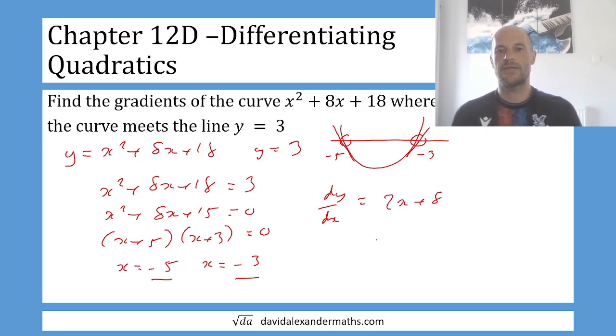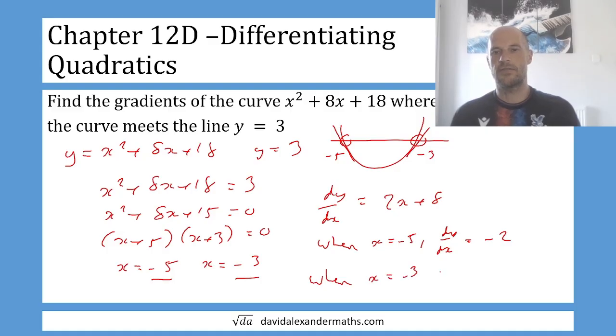Now when x is minus 5, the gradient function is going to be 2 times minus 5, which is minus 10, plus 8, negative 2. So when x is minus 5, the gradient is negative 2, and when x is negative 3, dy by dx is negative 3 times 2, minus 6, plus 8, positive 2. There we go.